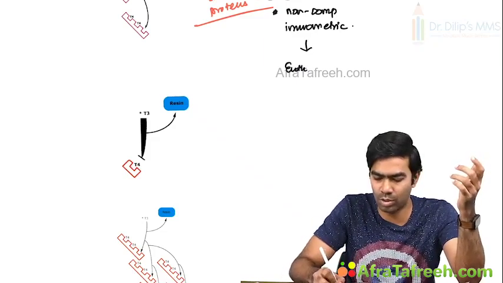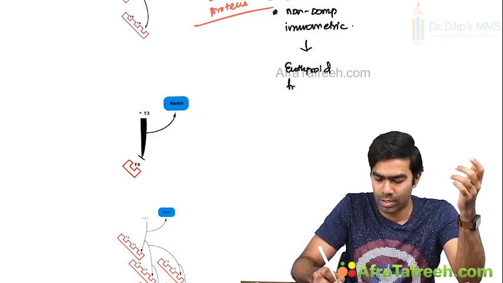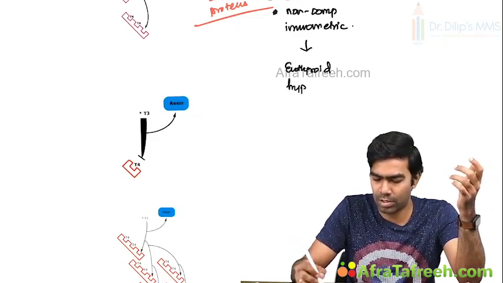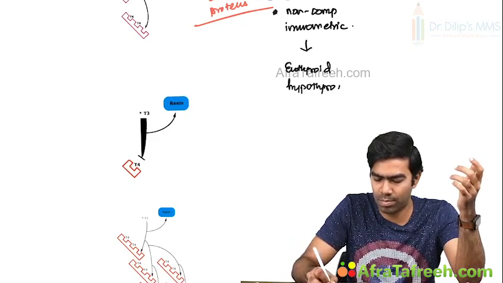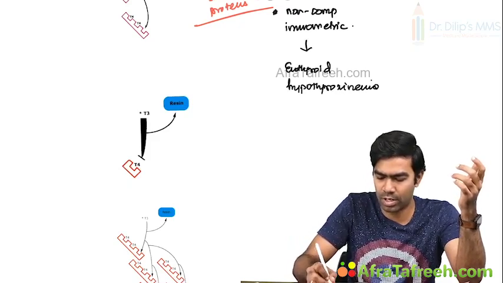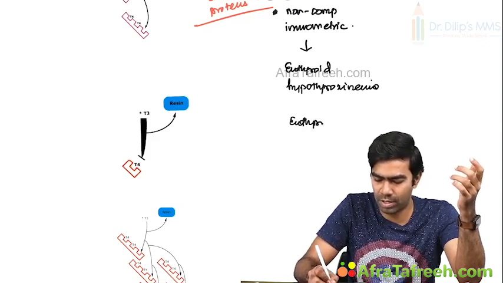One is called euthyroid hyperthyroxinemia or euthyroid hypothyroxinemia, and next you can write euthyroid hyperthyroxinemia.